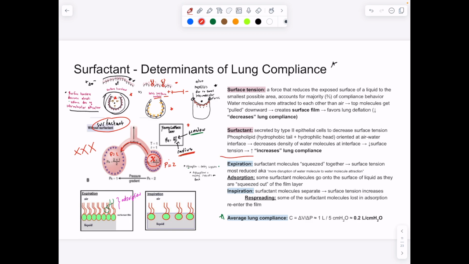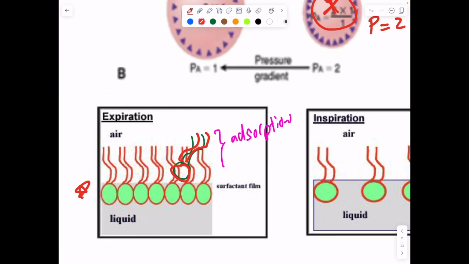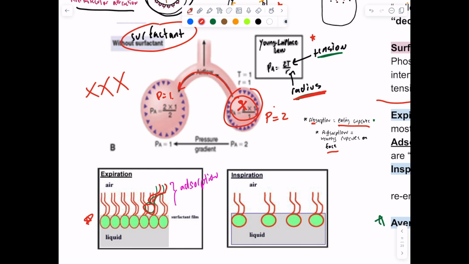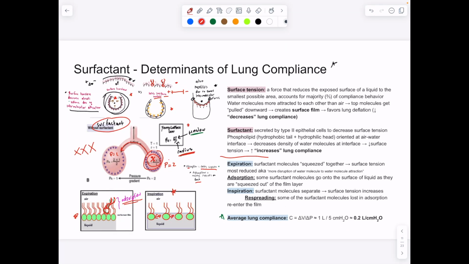All right, so what happens when you breathe though? If you breathe out, the surfactant molecules are going to come closer together, and you also have something called adsorption, which occurs. I had to look this up, but absorption with a B is something like eating a cupcake, right? It goes into your body, you absorb it. Adsorption is like wearing a cupcake on your face, right? And so here we have adsorption. If you breathe out, then these do get smaller to a certain extent, and then once it reaches its maximal smallness, some of the surfactant molecules will go onto the surface in a process we call adsorption. All right, and then in inspiration, the molecules spread out, like we have over here. Okay, so that's about it for that.